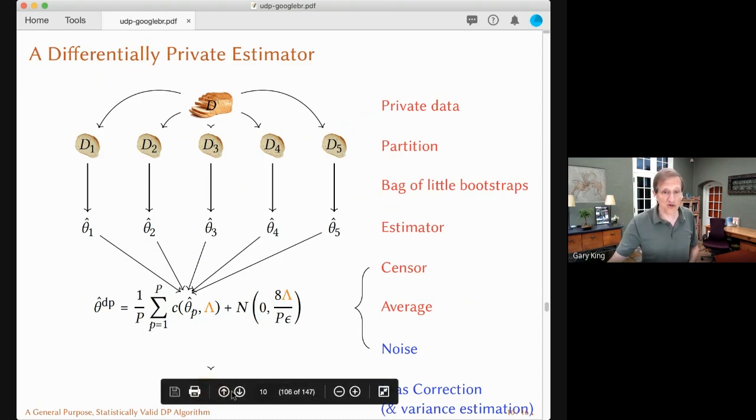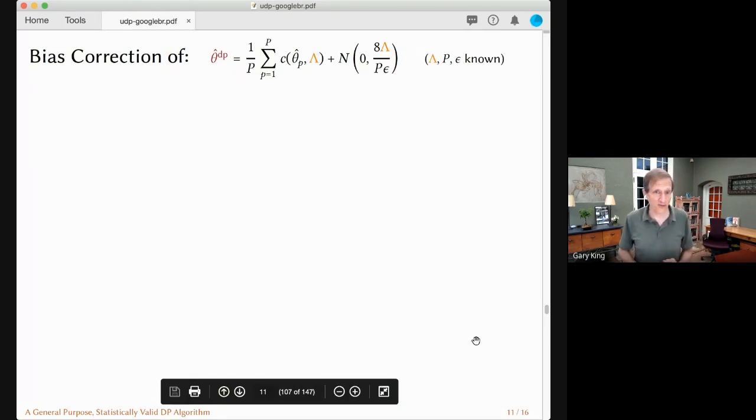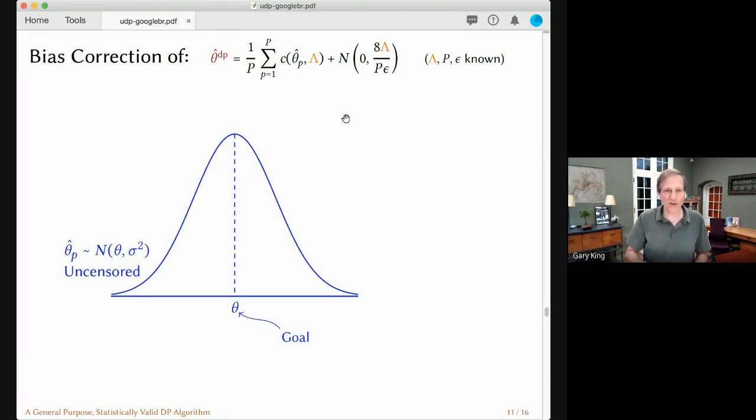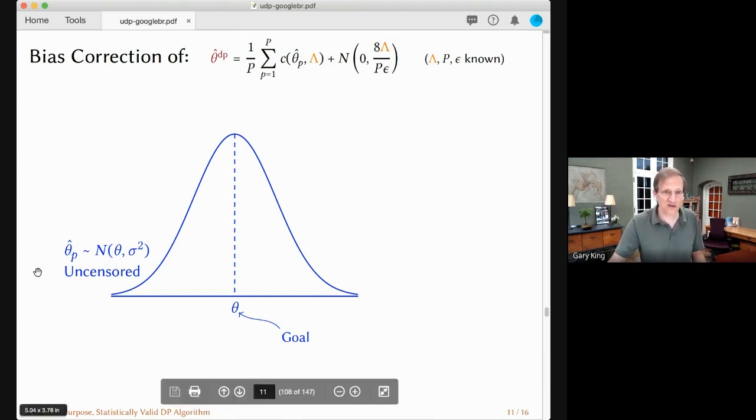We'll then, after that, do bias correction. Okay, and variance estimation. Okay, so now let me take that formula again and show you the bias correction. So we start with this, which is this number. This number is not a good number because it's a censored average and it's got noise added on to the end. The noise on average is 0, so maybe we could ignore that for now, but this is biased, right? Because it's censored. So let's see how we could correct that. So for starters, before we censor, let's take the theta hats, which I'm going to put here, theta hats of p across the partitions.